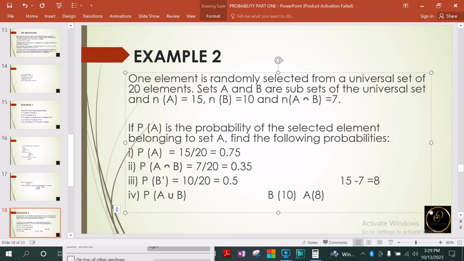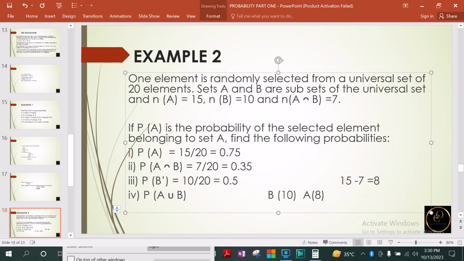Okay, meaning that what is now outside A, outside B union A, the complement, which is outside the union of A and B, is only 2 to make the 20. So that's how it is done.